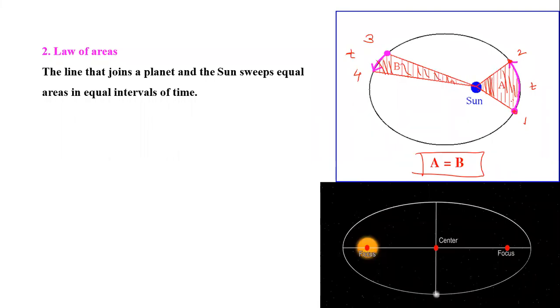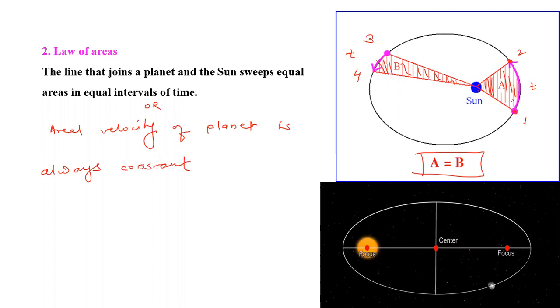In another word, the same law we can write like this way also. Aerial velocity of planet is always constant. The meaning of this sentence is same as above.